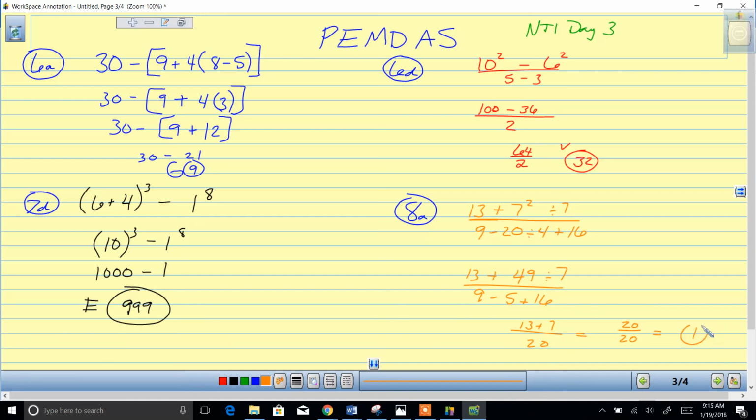I hope this was helpful. 8A, I think, is S1. So that's 4 answers, if nothing else. And hopefully, you know, this brings back some memories of how to do order of operations.